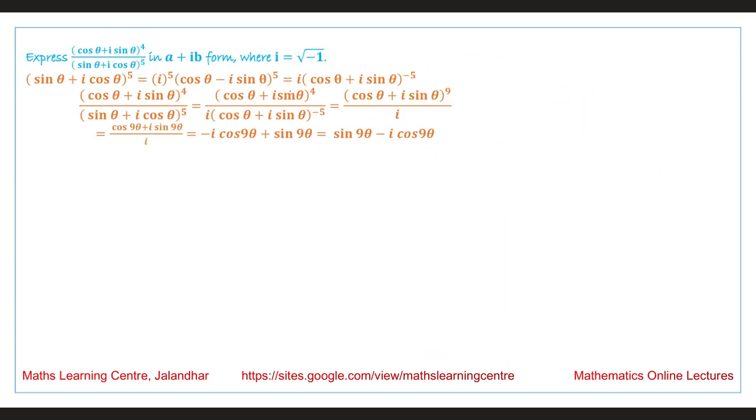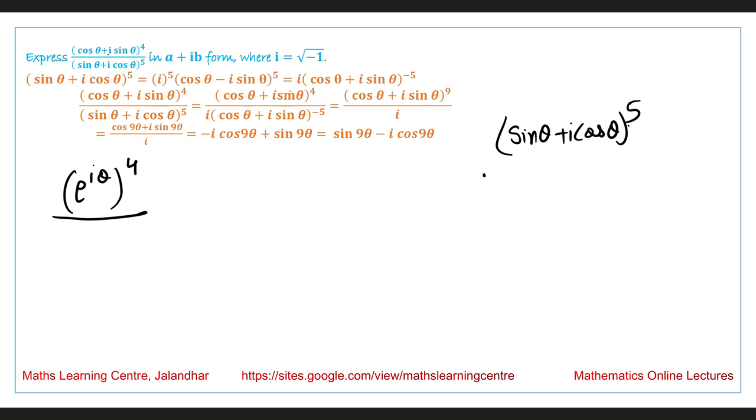Next is, express this number in the form a plus iota b. So cos theta plus iota sin theta, we can write it as e raised to the power iota theta, raised to the power 4, divided by sin theta plus iota cos theta. We are talking about this term, sin theta plus iota cos theta. If we take iota raised to the power 5 common, we are left with cos theta minus iota sin theta raised to the power 5. What is iota raised to the power 5? It is iota.